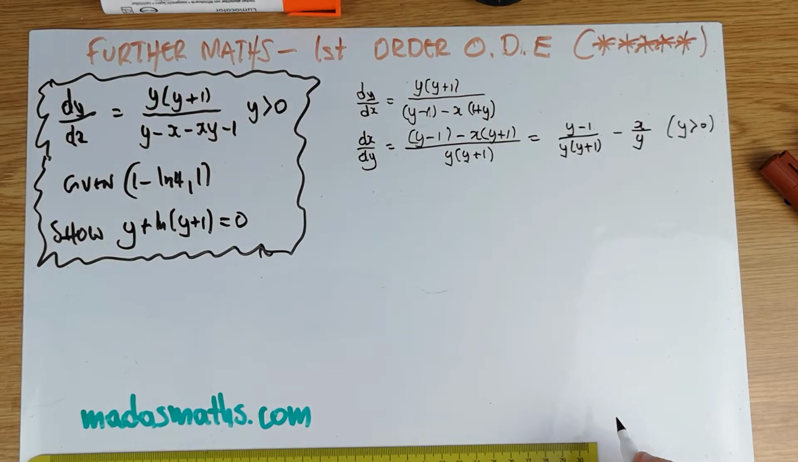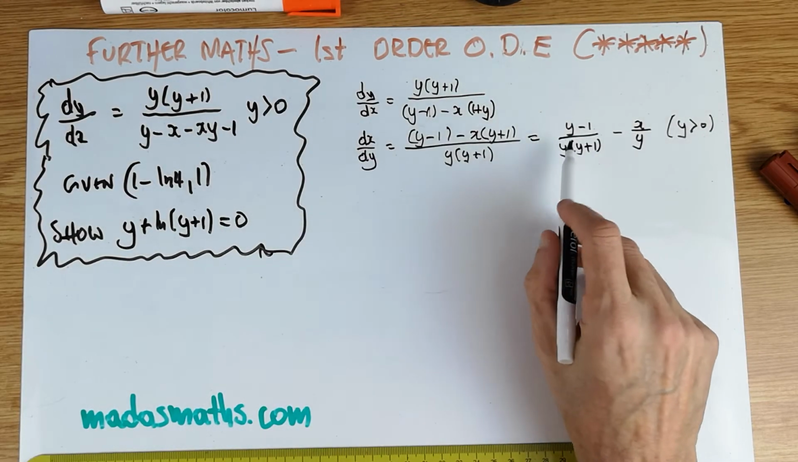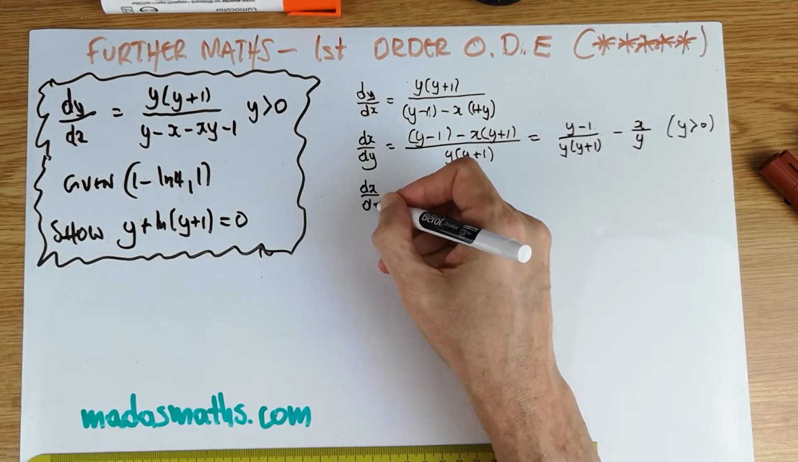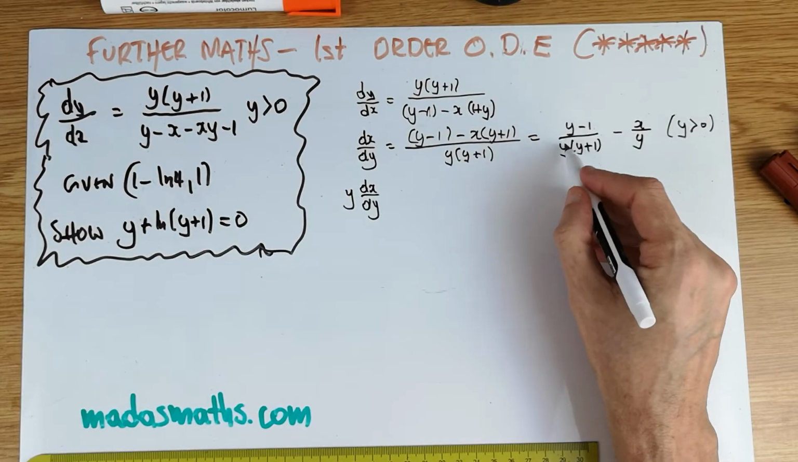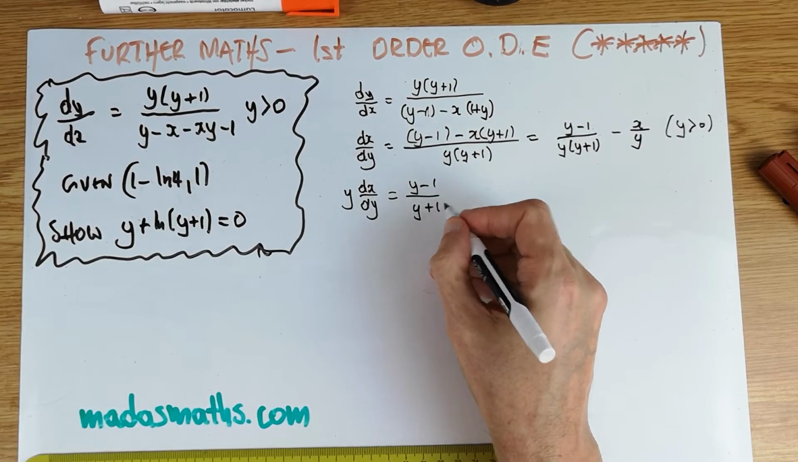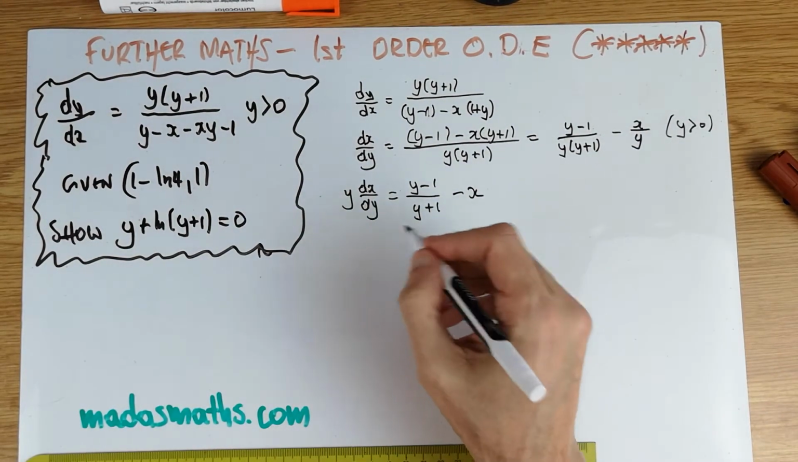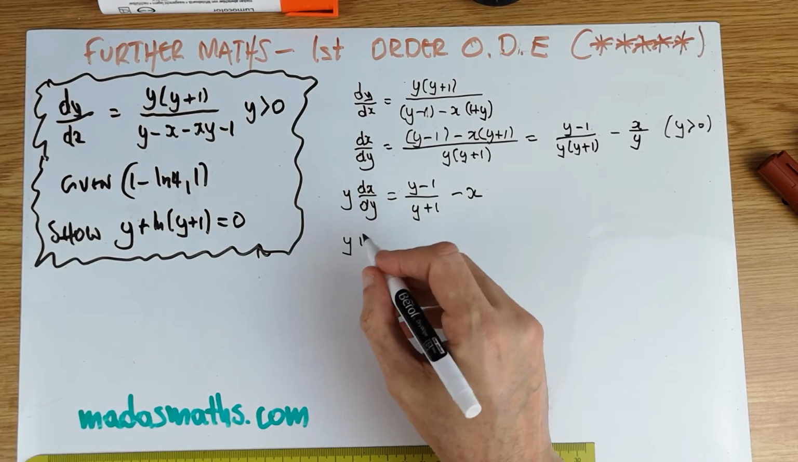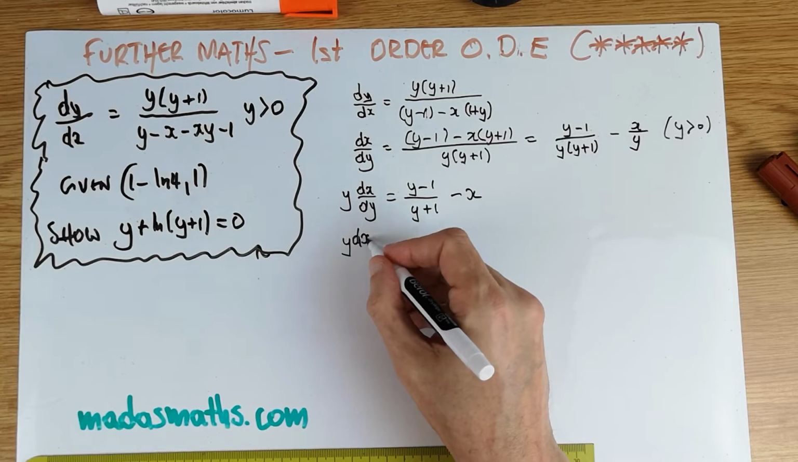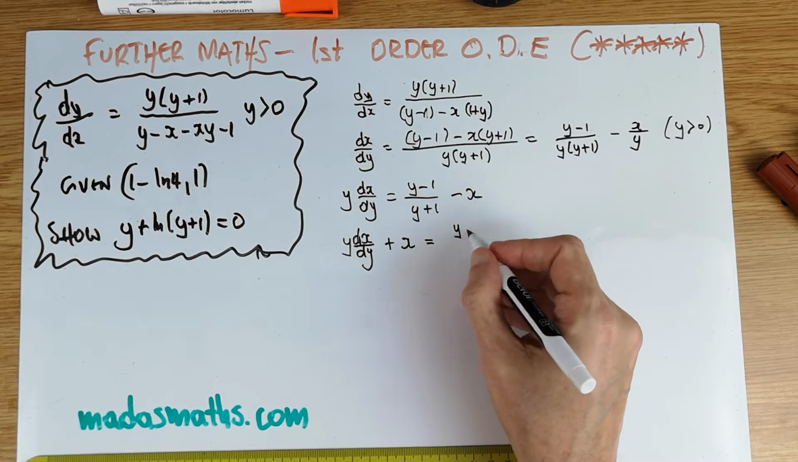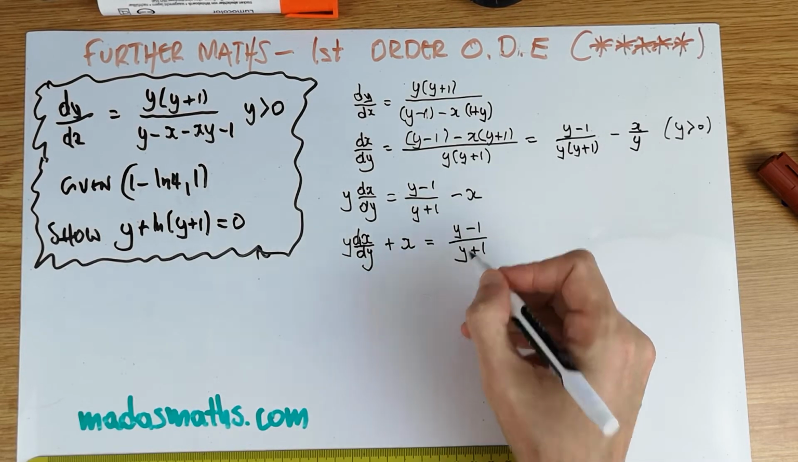Where do we go from there? Well, possibly, to make it a little bit neater, is to multiply the equation through by y. So we have dx by dy multiplied by y. This will get rid of that. So we have equal to y minus 1 over y plus 1 minus x. And perhaps the next thing, let's move this x to the other side. So we have y dx by dy plus x is equal to y minus 1 over y plus 1.